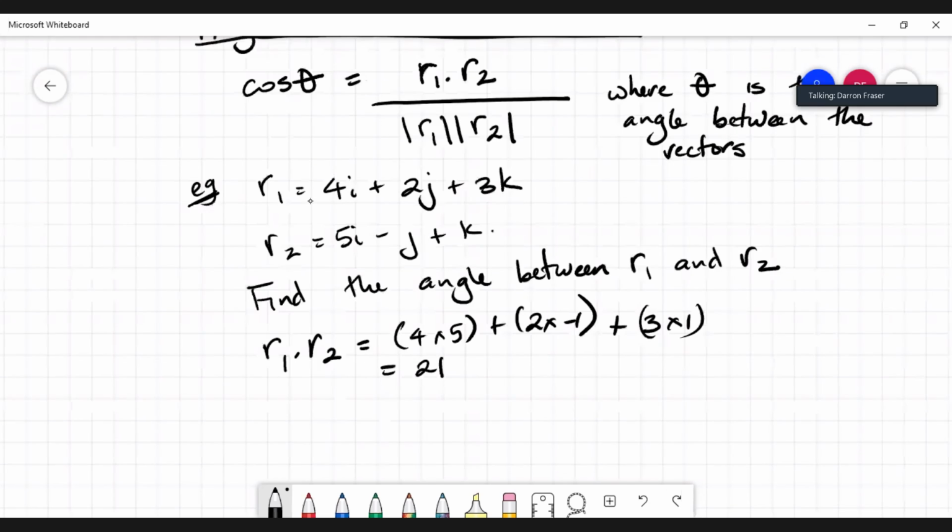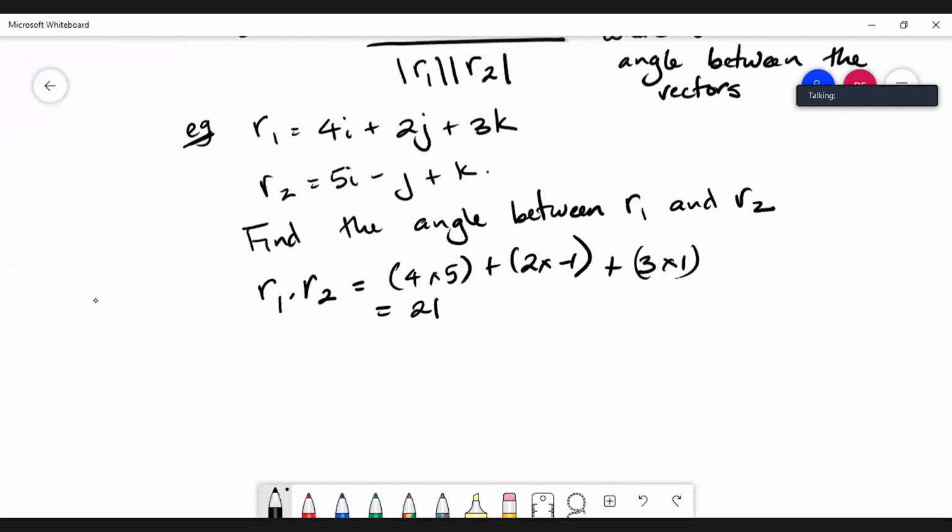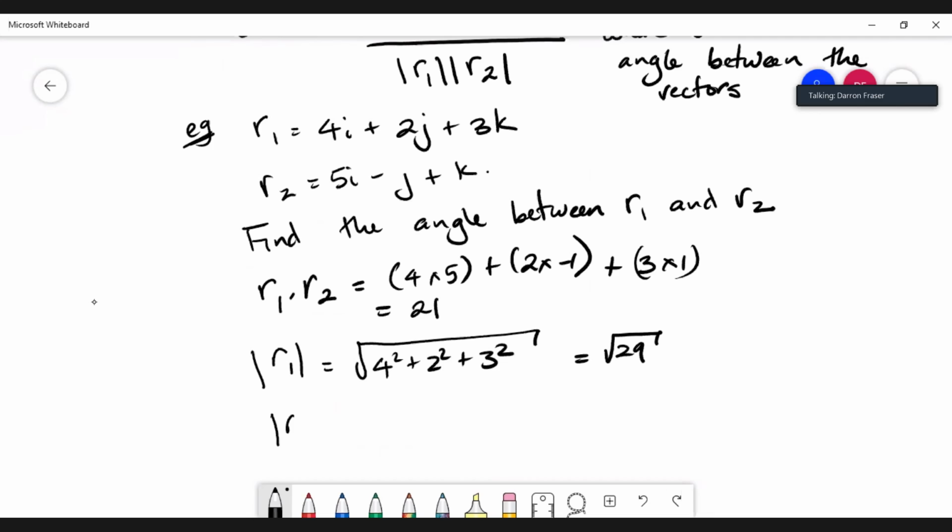So let's write down the length of R1, using Pythagoras' theorem in three dimensions. 4 squared plus 2 squared plus 3 squared. That's 16 and 4 is 20, and 9 is 29. The length of R2 is 5 squared plus negative 1 squared plus 1 squared. That's 25 and 2 is 27.